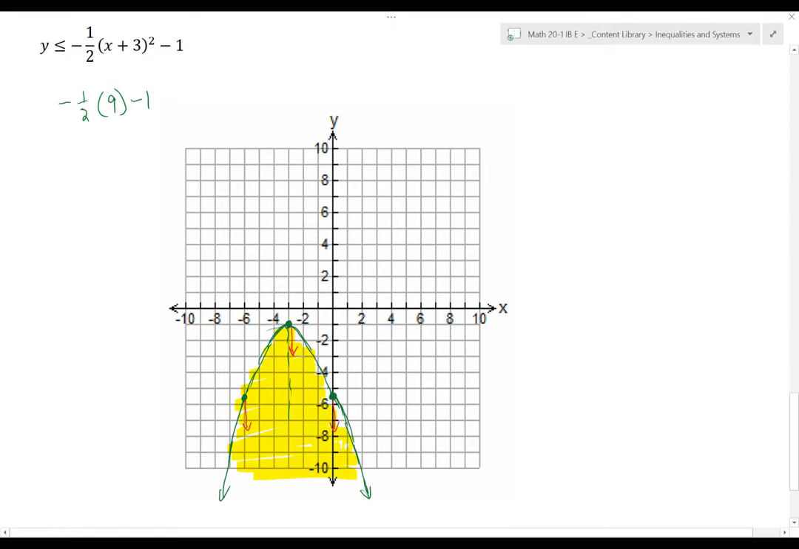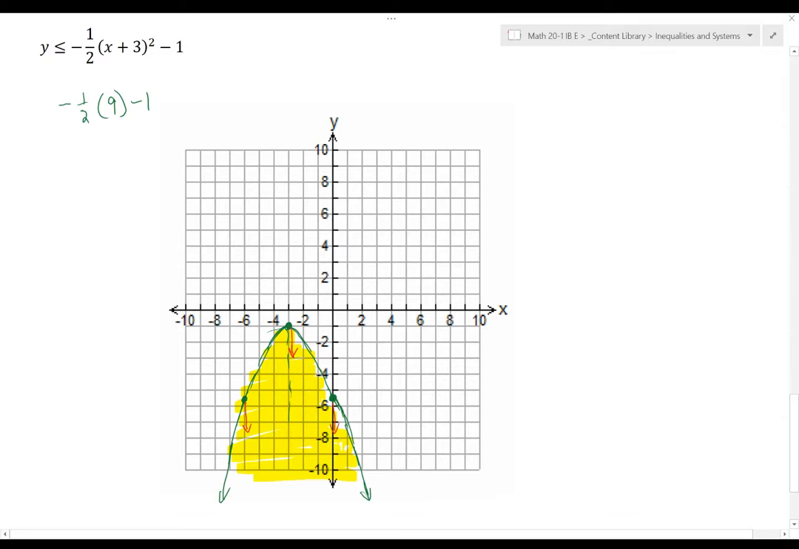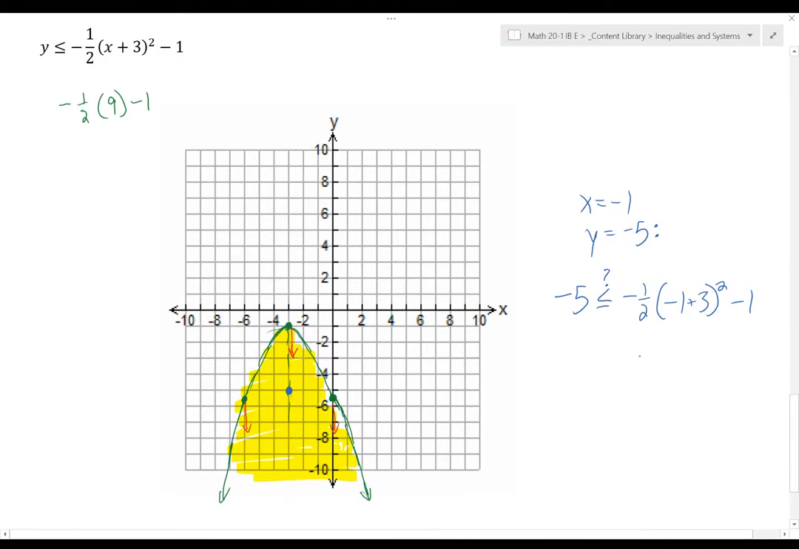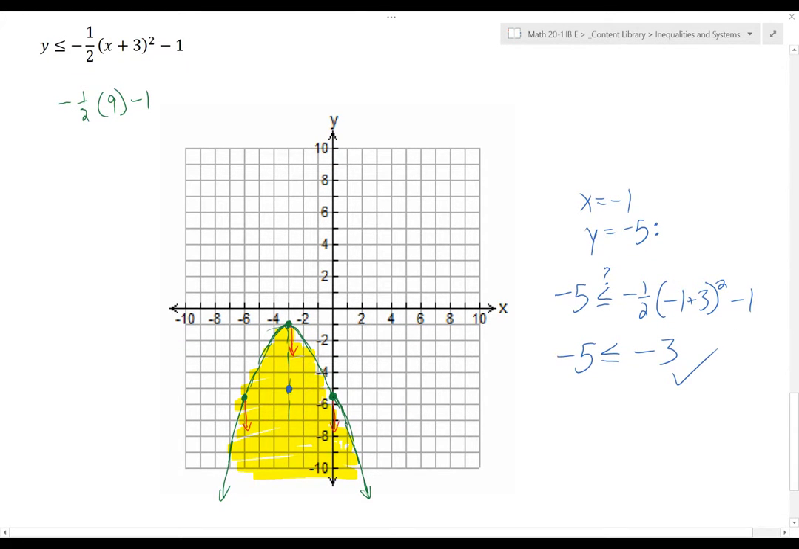Again, you can do this by testing a point. So I could pick a point, let's say (-1, -5). So if x equals -1 and y equals -5, what I'm expecting is that that will work in the inequality. So is -5 less than or equal to -1/2 times (-1 plus 3) all squared minus 1? So -1 plus 3 is 2. 2 squared is 4. 4 times -1/2 is -2. Minus 1 gives me -3. And yes, -5 is less than or equal to -3. So I've shaded the right region. If I pick a point outside that region, it will not work.